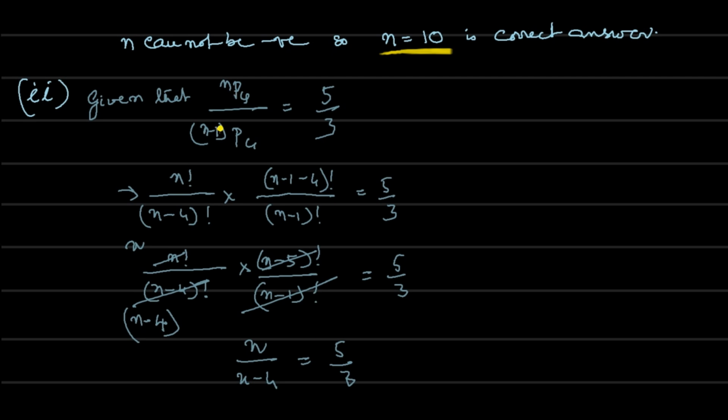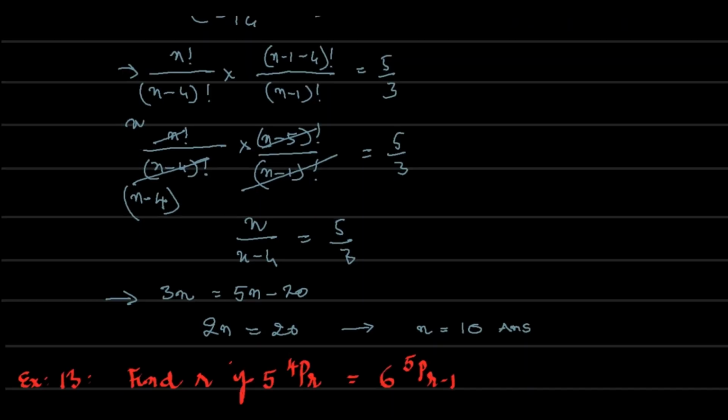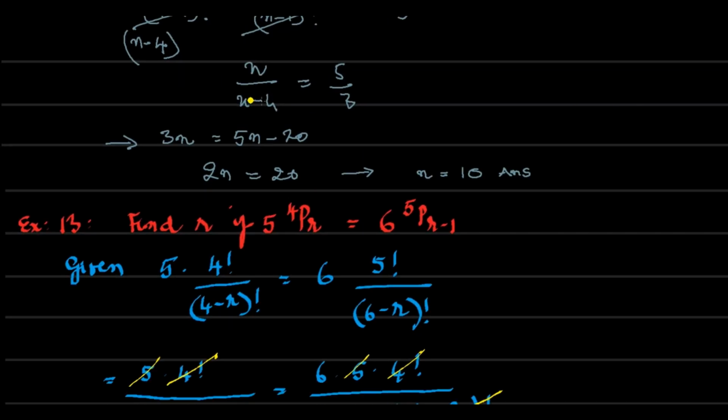Secondly, nP4 by n minus 1 P4 is 5 by 3. What is nP4? Factorial n by factorial n minus 4. What is n minus 1 P4? Factorial n minus 1 by factorial n minus 1 minus 4. This is in the denominator, right? So it gets reversed, and the whole thing is equal to 5 by 3. On simplification, you will get n by n minus 4 is 5 by 3, and n is 10 again.